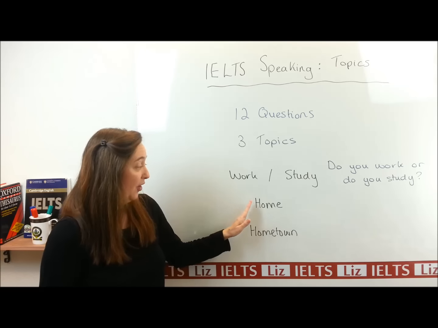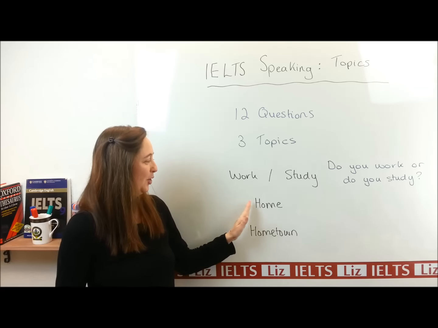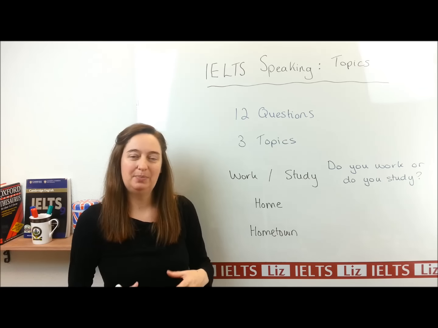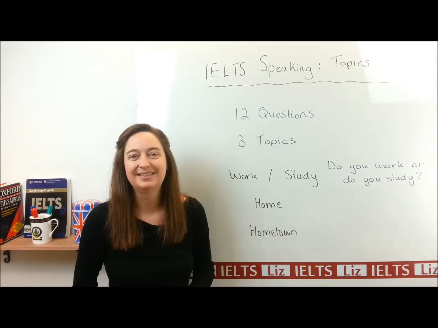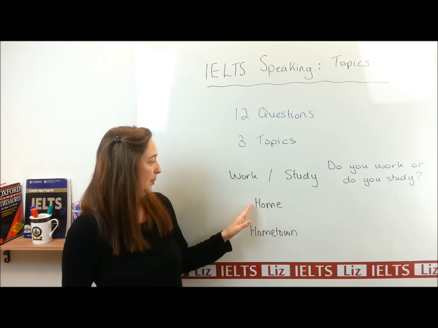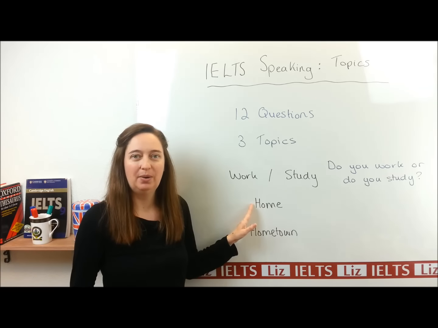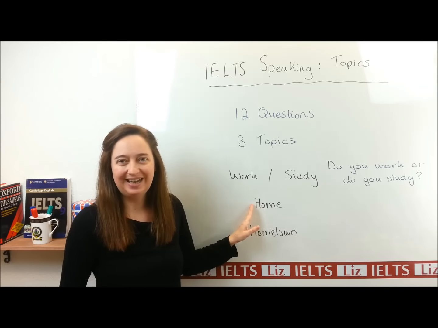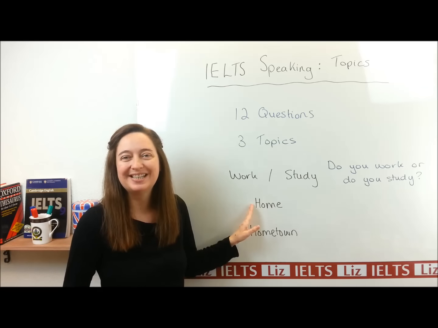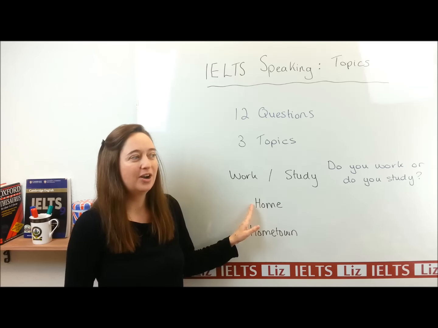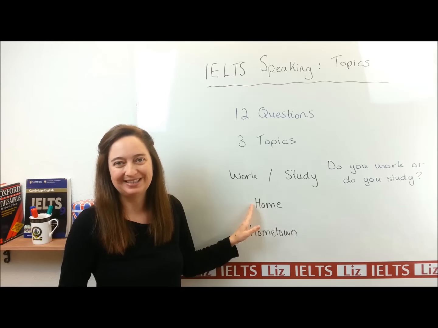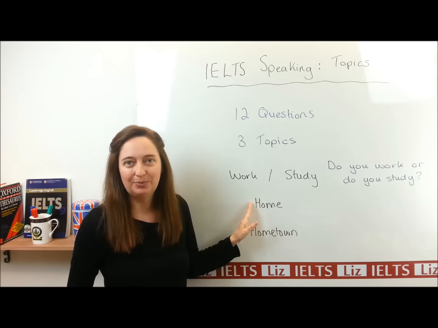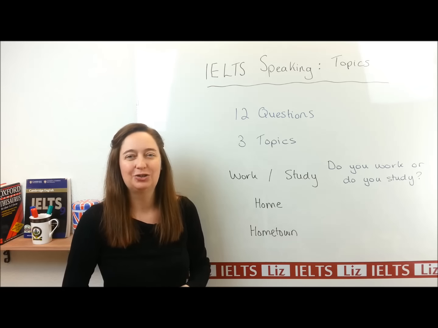Now, for the topic of home, this topic is all about where you live. So it could be about your house or your apartment. And in that topic, the examiner can ask you about the rooms in the house, how they are decorated, so what you can see on the walls, or what kind of views you have from the windows. The examiner might also ask you about the people you live with or the area and street that you live in.